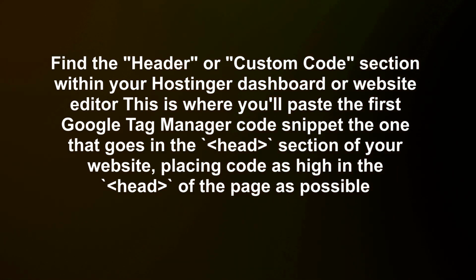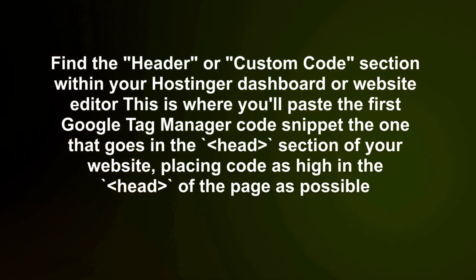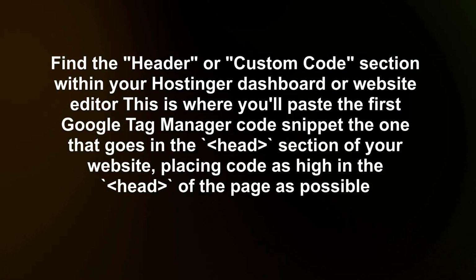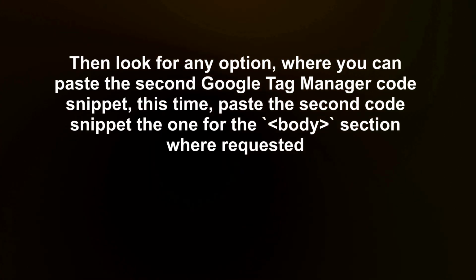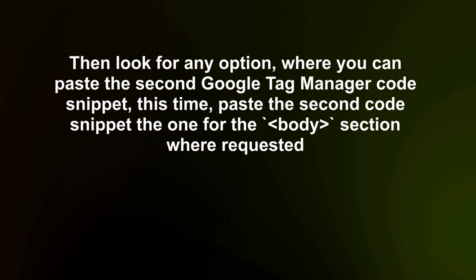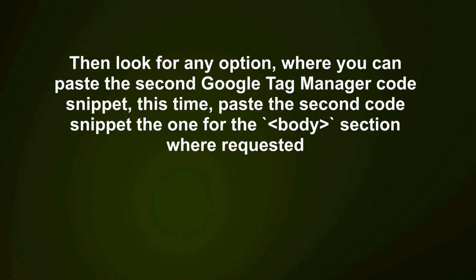This is where you'll paste the first Google Tag Manager code snippet, the one that goes in the head section of your website, placing code as high in the head of the page as possible. Then look for any option where you can paste the second Google Tag Manager code snippet. This time, paste the second code snippet, the one for the body section where requested.